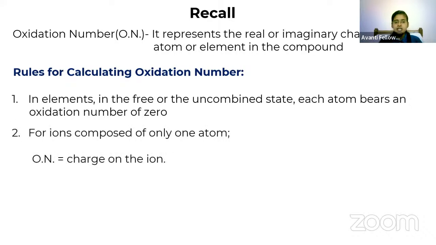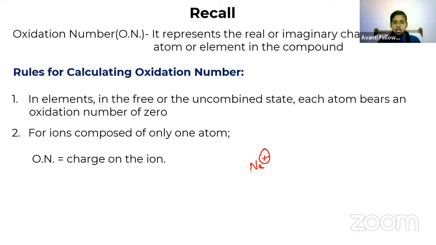Rule number 2 is that for ions composed of only one atom, the oxidation number is equal to the charge on the ion. So if only one atom like sodium is present and its charge is +1, this charge on the ion is equal to the oxidation number. These are the 2 rules we discussed in yesterday's session.